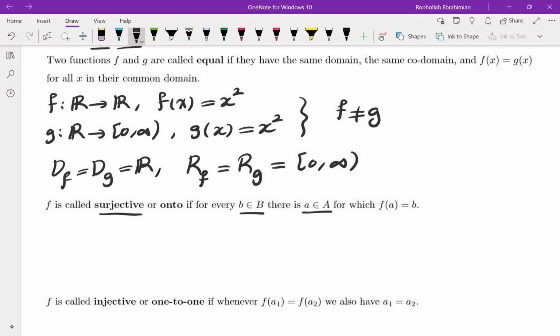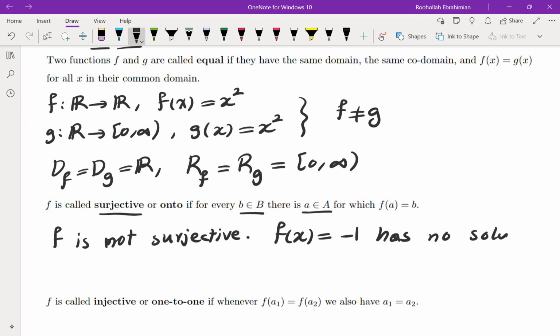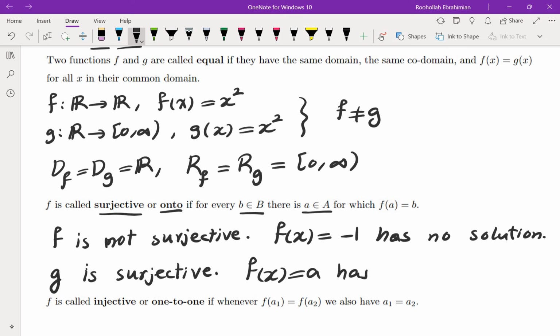So for example, if you look at the example above, f is not surjective because f(x) = -1 has no solution. But the function g is surjective. And again, surjective and onto are the same, because f(x) = a, when a is a non-negative real number, always has a solution. So f(x) = a has a solution x = root a, since a is non-negative.